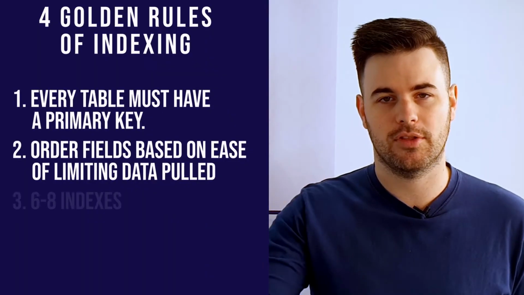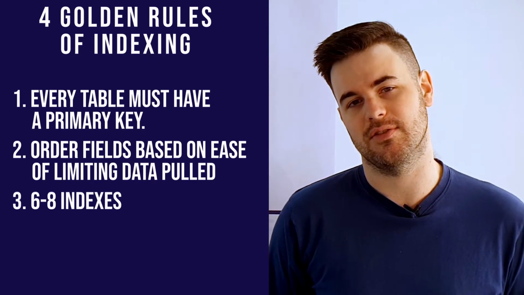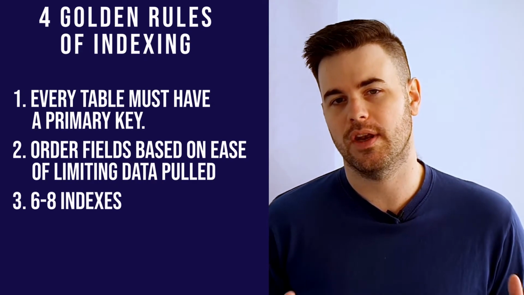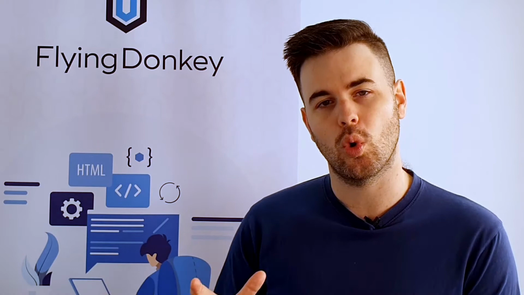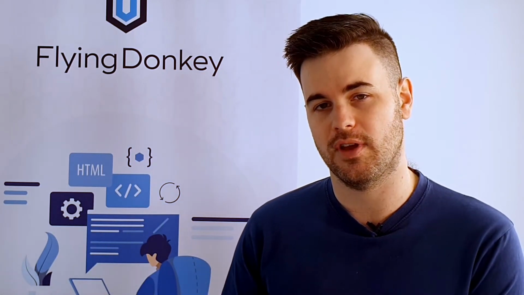All right, rule number 3, 6 to 8 indexes. This rule is more of a guide than a hard and fast rule, but 6 to 8 indexes in my experience is about the sweet spot where you'll get your best performance in writes and your best performance on reads. Now what I mean by this is every time an index is created, effectively a small side table is created off the table to store that index and all of its included fields.